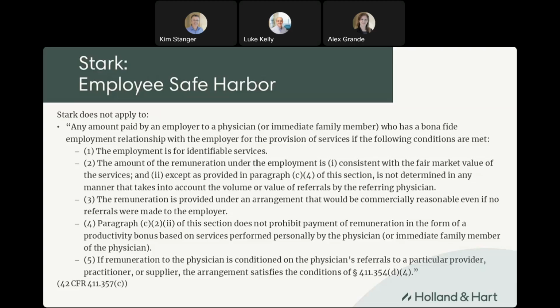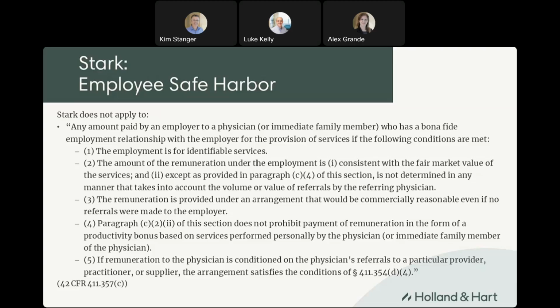This does not apply to services that the physician personally performs. If the physician is personally performing the service, it's not a referral, and you can always pay the physician based on the service the physician personally performs, but you can't pay them based on their referrals for services that are performed or ordered by others. Now, importantly, under the Stark Employee Safe Harbor, again, it's pretty broad.